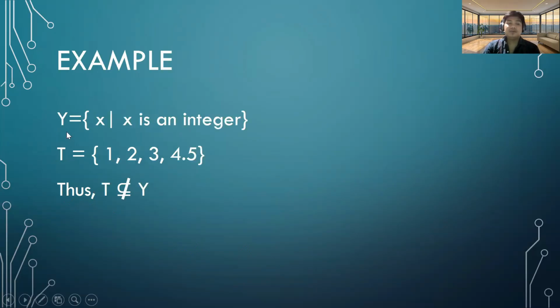Next example, so Y is equal to {x such that x is an integer}, and we know that when we list all the elements of integers, we also start at negative 2, negative 1, 0, 1, 2, and so on. So it is an infinite set, continuous.